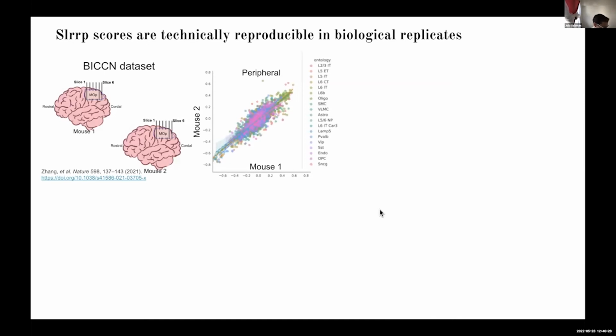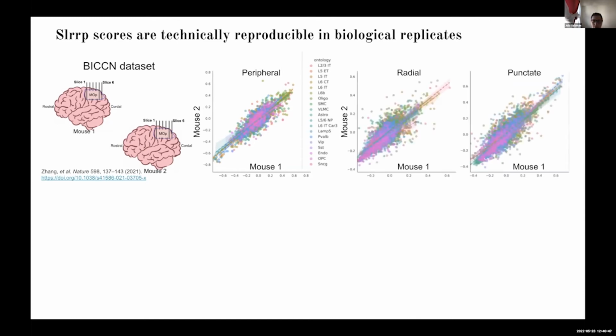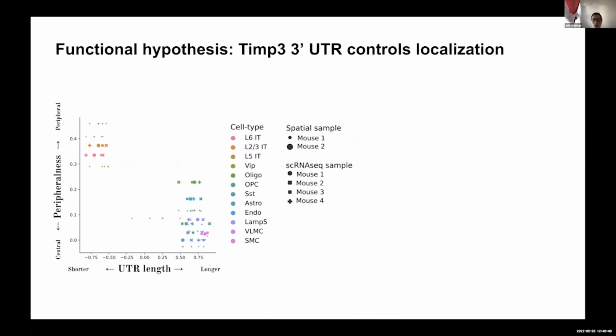Because I realize that I'm running out of time, I want to tell you very quickly that we have assessed how technically and biologically reproducible this metric that measures subcellular localization is, and we find high concordance between biological replicates in all three of the metrics.